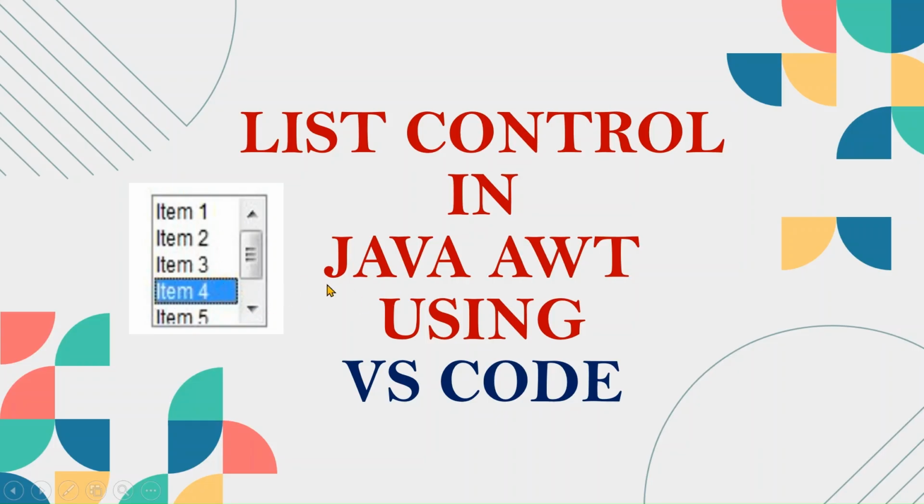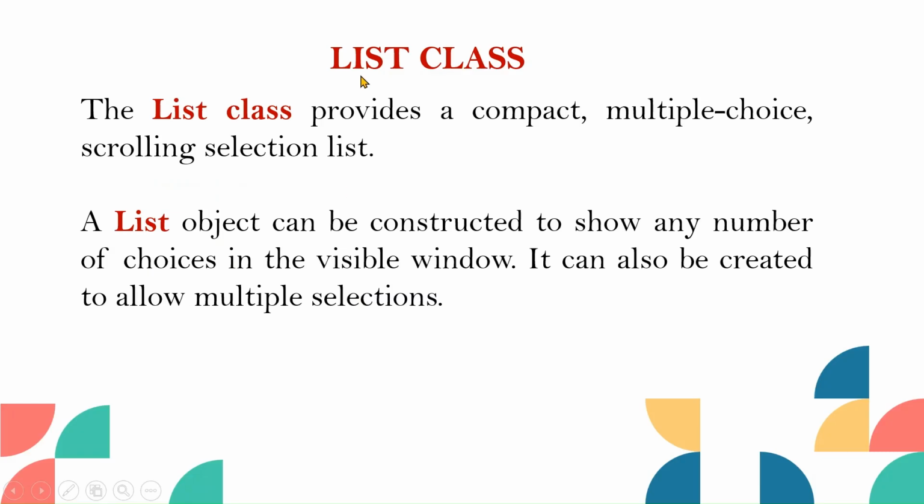Now how to create this, we'll see. We have a List class in order to create a list control. So the List class provides a compact multiple-choice scrolling selection list. So just now I was showing the image. You do have a particular area where you can see some options and you can go for multiple selection. And if more items exist than the viewable area, you can go for a scroll bar. So the List class is used to create this particular control.